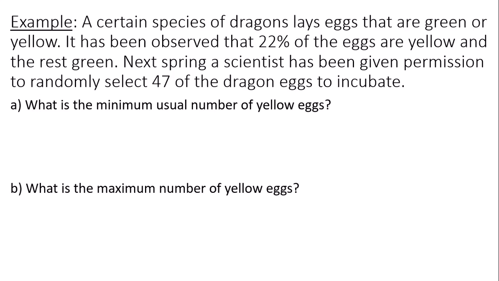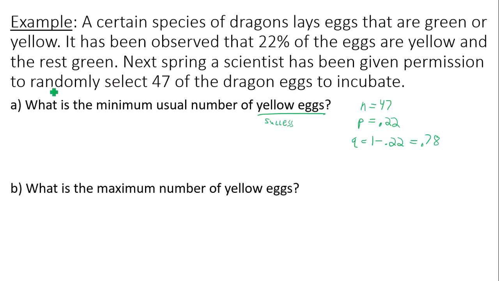This is a binomial experiment because he has 47 trials, and since we're talking about yellow eggs, the probability of a success of choosing a yellow egg each trial would be 22%. So let's write our parameters down over here on the right hand side. 47 trials, probability of a success, meaning we pick out a yellow egg. Yellow egg is considered a success. And q is always 1 minus p, or 1 minus 0.22, which gives you 0.78.